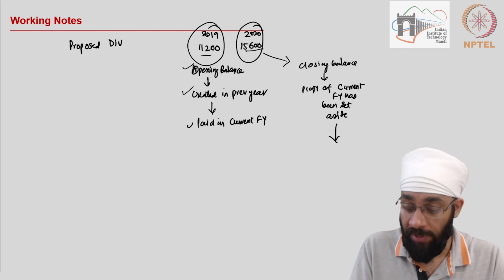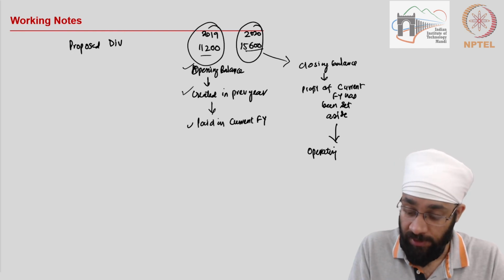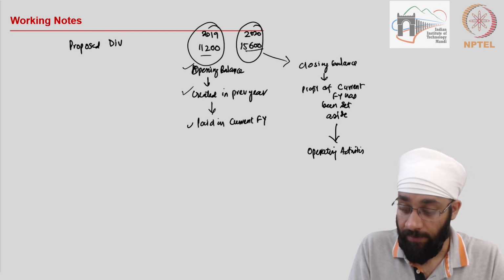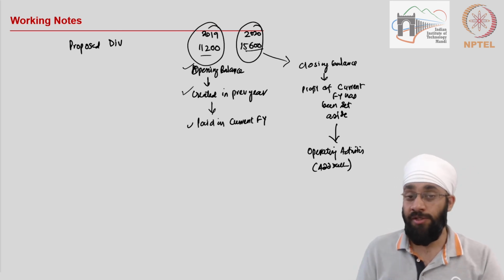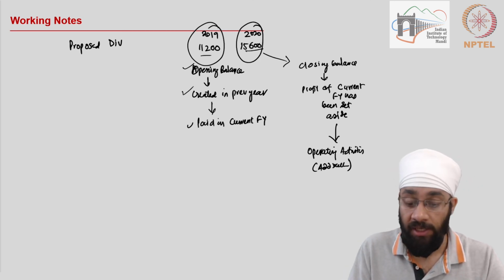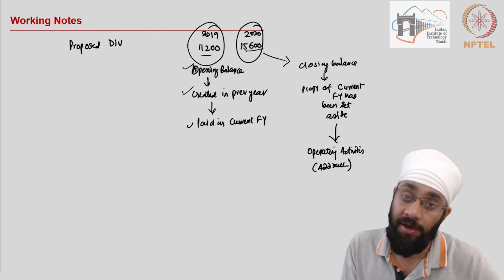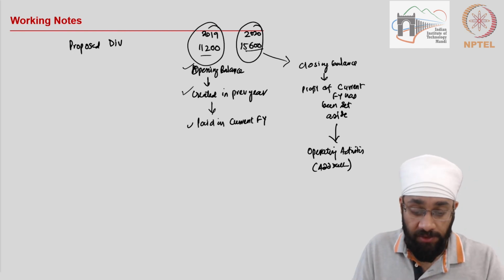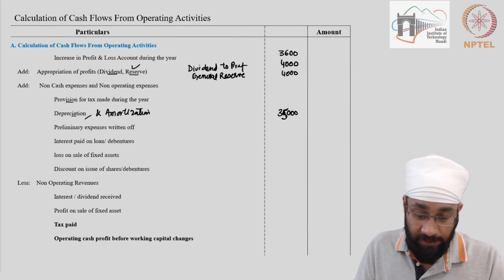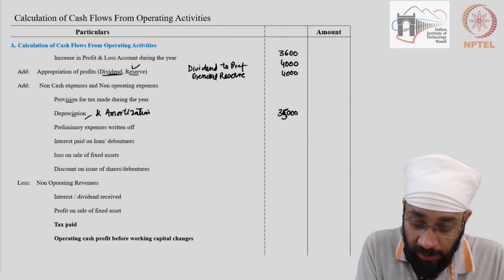So this number would be added back in the operating activities, because this is a non-cash expense. So operating activities, we have to add back. This is the provision that has been created in this year. So you would have reduced the profit in this year, but you have to increase the profit, because this is not actually the dividend being paid, and also because this is not an operating item. So 15,600 to be added back. Here you have provision for dividend. Yeah, so dividend will be here.